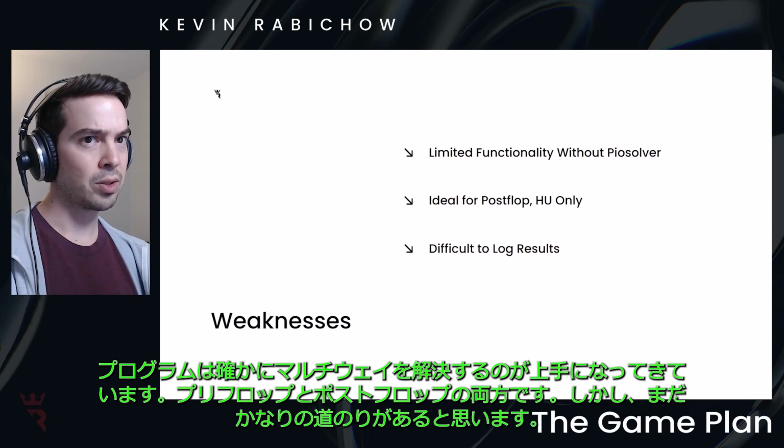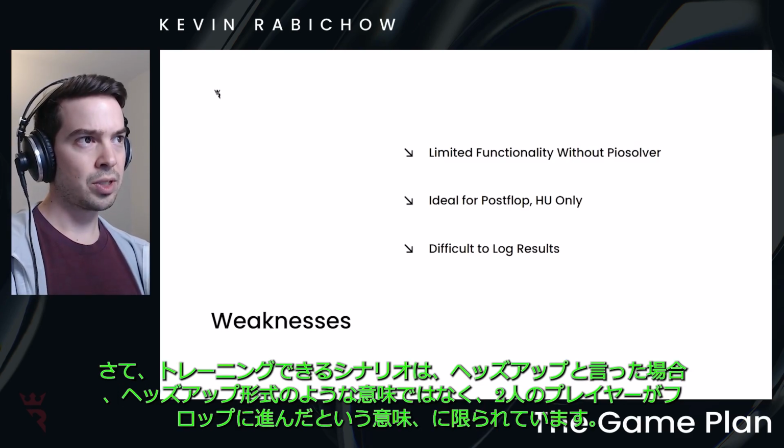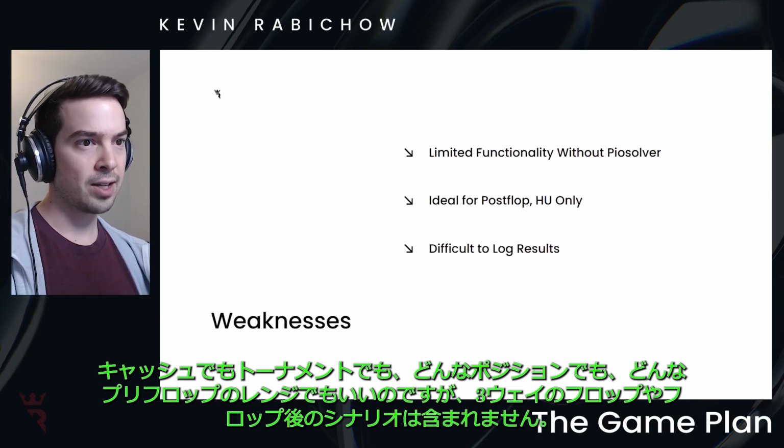Programs are certainly getting better at solving multi-way, both pre-flop and post-flop, but I think they still have quite a ways to go. So the scenarios in which you can train are certainly limited. When I say heads up, I don't mean heads up format. I just mean 2 players to the flop. So that could be any game, cash or tournament, any positions, any pre-flop ranges, but not 3-way to the flop or any post-flop scenario.